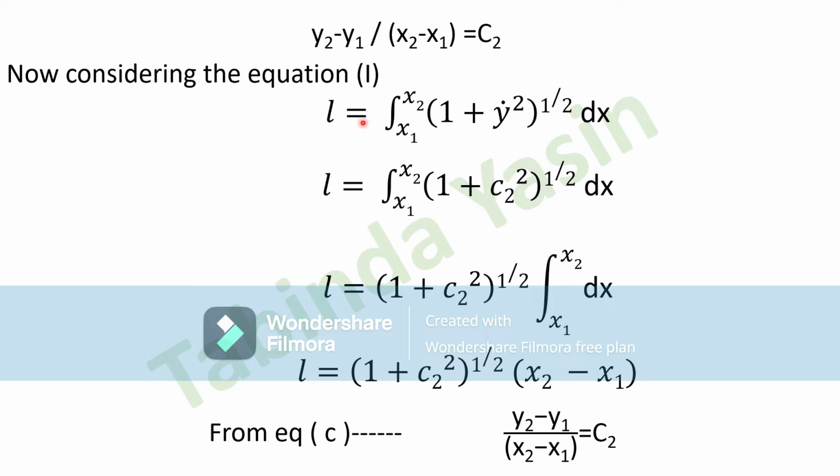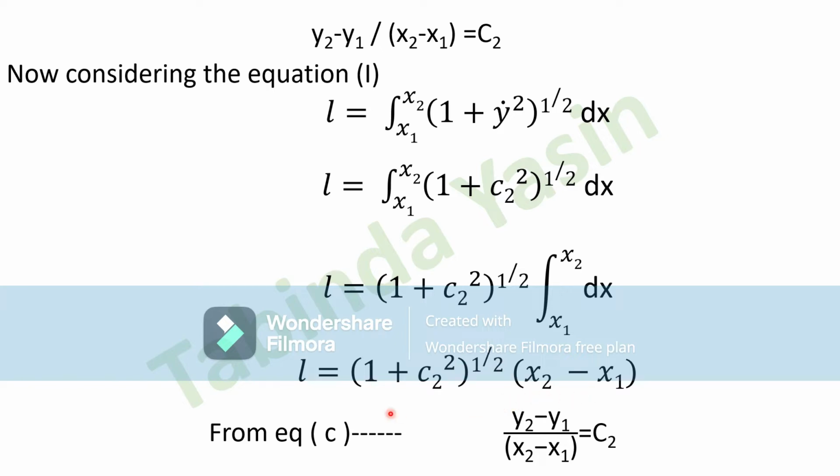Now considering equation 1, we have L is equal to integral x1 to x2 bracket 1 plus y dot square whole power 1 by 2 dx. Then L is equal to integral x1 to x2, and as you know, y dot was equal to C2, so we wrote here C2. That will become 1 plus C2 square whole power 1 by 2 dx. As that is a constant, it can be taken out of the integral. So L is equal to bracket 1 plus C2 square bracket power 1 by 2 and integral x1 to x2 dx, and L is equal to 1 plus C2 square whole power 1 by 2 into x2 minus x1.